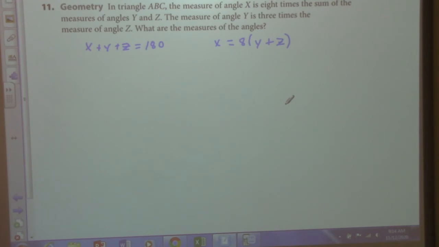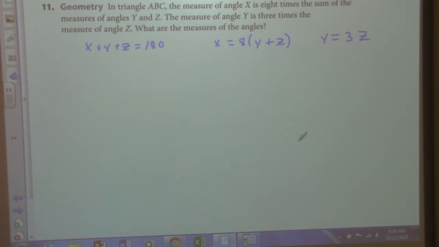Any other equations you can get out? y equals 3z. The measure of the angle is 3 times, so y is equal to 3z. So are those all the equations you need to solve?